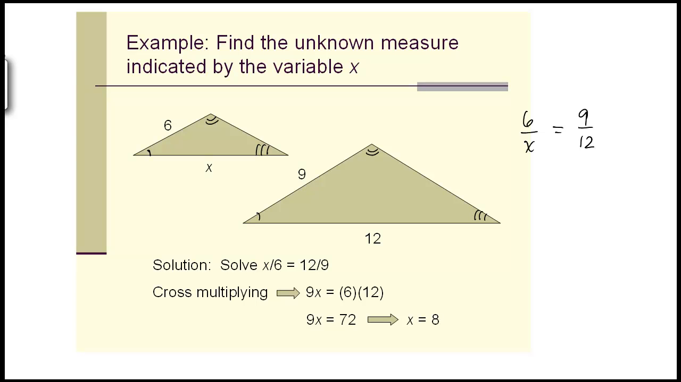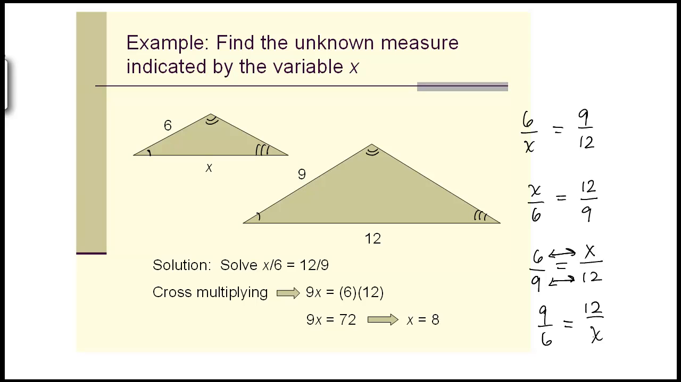If you take a look at the solution, they have the x on top. If the x is on top, that means the side corresponding to the x must be on top also. Or I can write it as the ratio of 6 to 9 is equal to x over 12, where these two came from the same triangles. And last but not least, I can do it the other way, where I have 9 over 6 is equal to 12 over x. All four of these would produce the same answer.